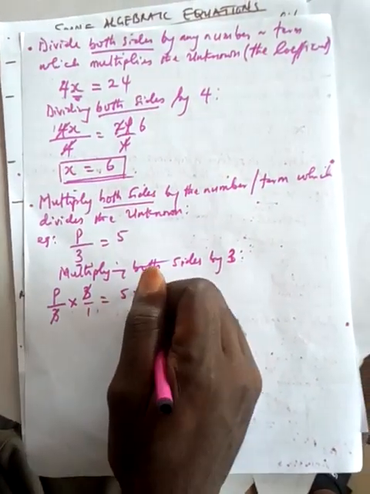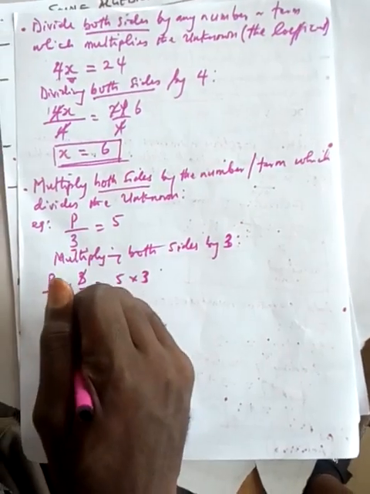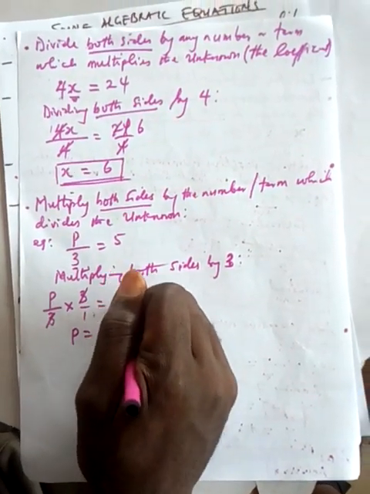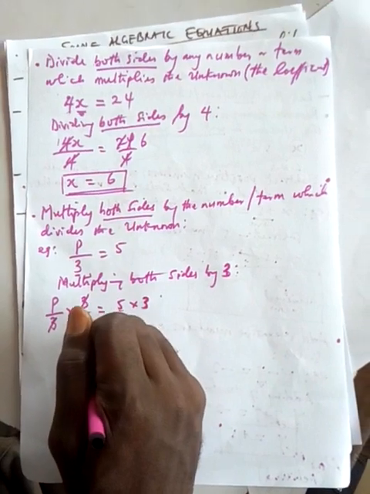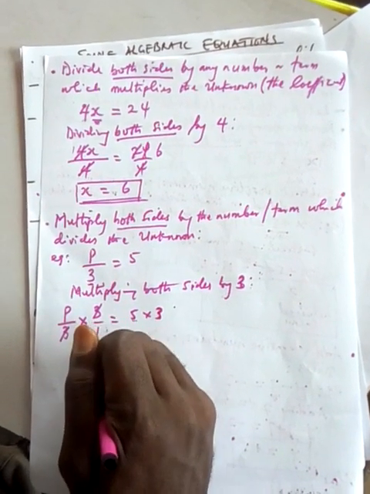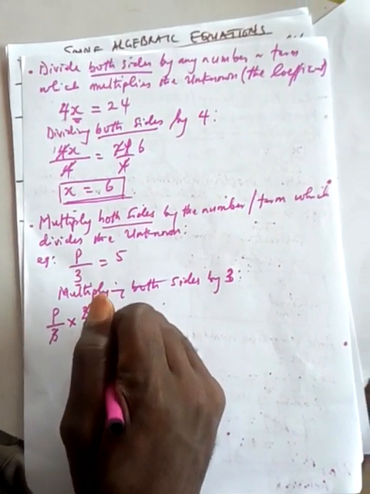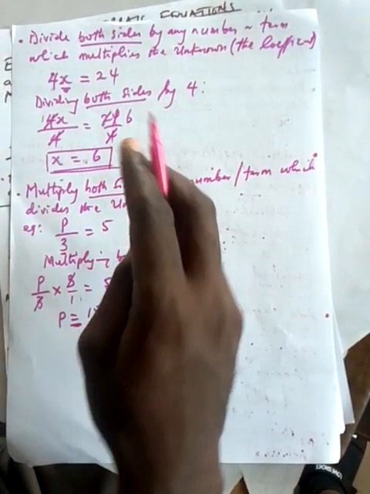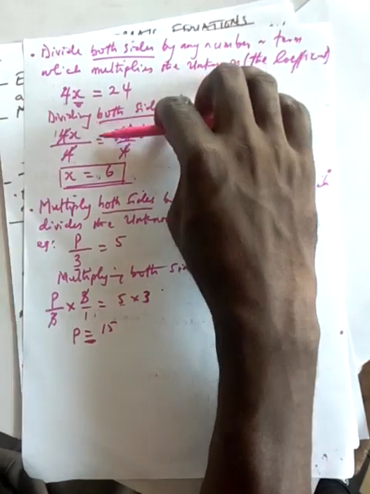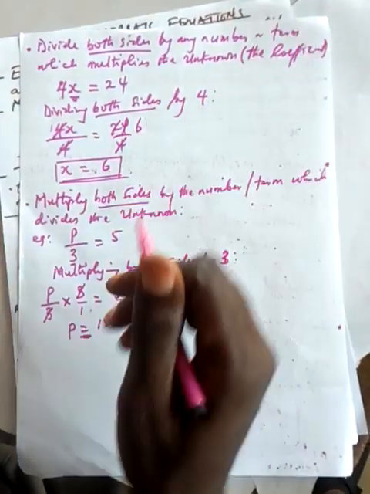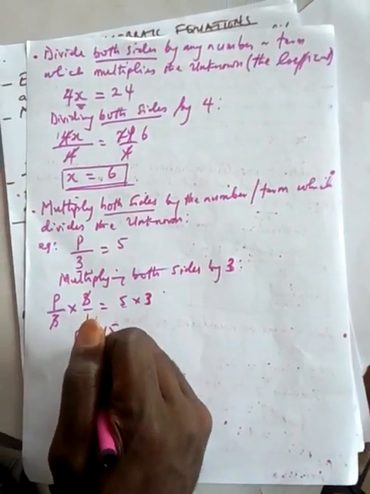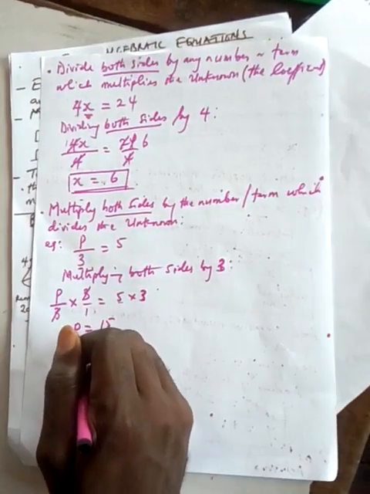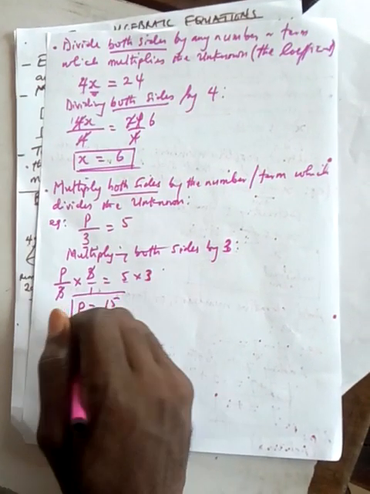3 can easily cancel 3 here to give 1. 1 times p is p. Then the other side, 5 times 3 is what? 15. Please, always make your equal signs, when solving problems in mathematics, let your equal signs be aligned on a straight line. So this is an error actually. So that it will keep your work neat. So we have p is 15 here.